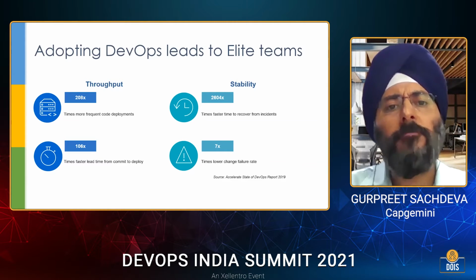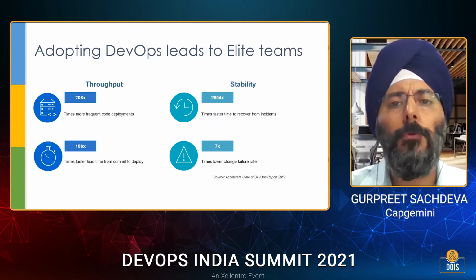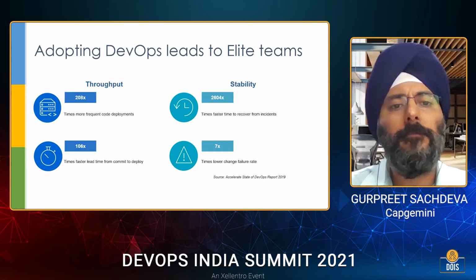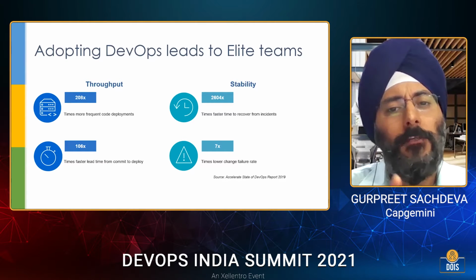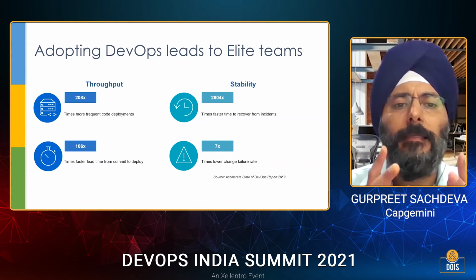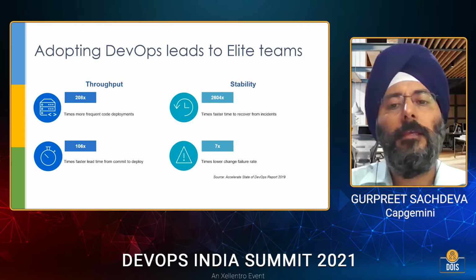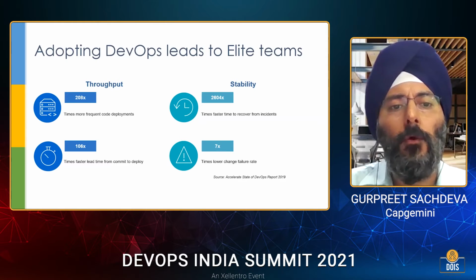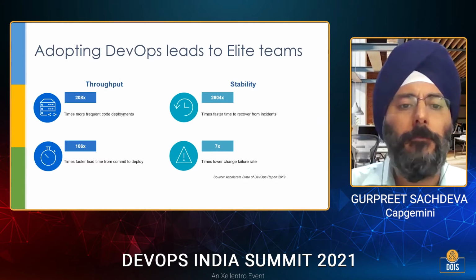Adoption of DevOps practices leads to tremendous benefits in terms of throughput and system stability. The Accelerate State of DevOps report points out adoption of DevOps practices transforms normal teams into elite teams. These elite teams have significantly better deployments, lead time, incident recovery time, and lower change failure rate as compared to low-performing teams.